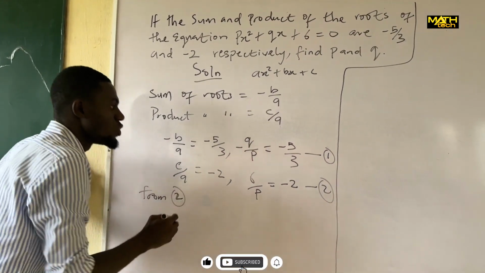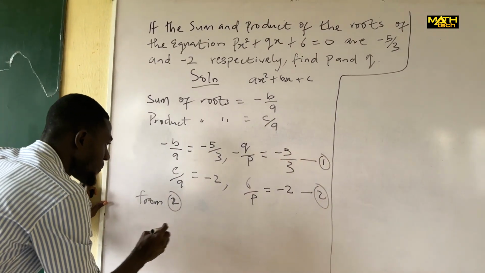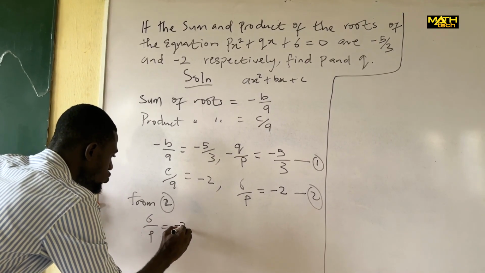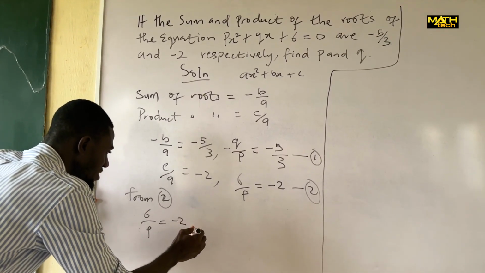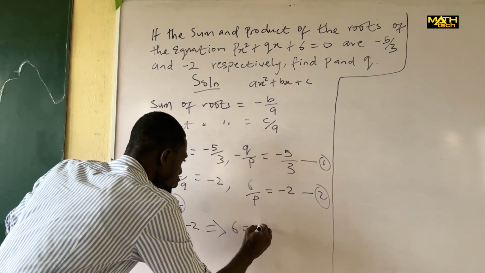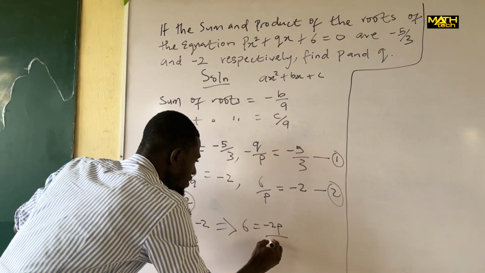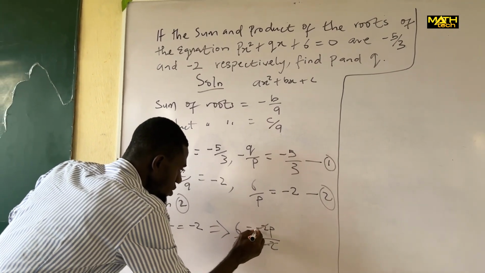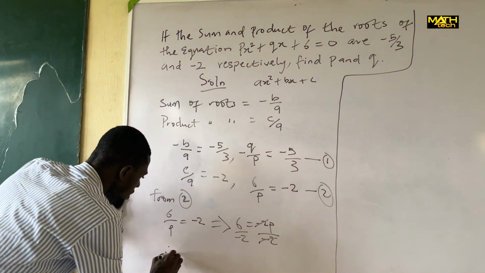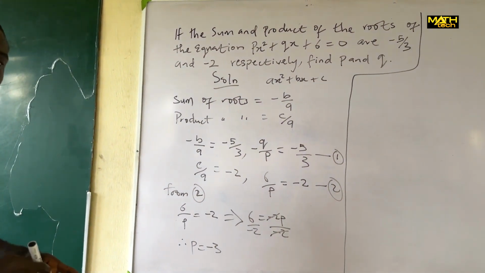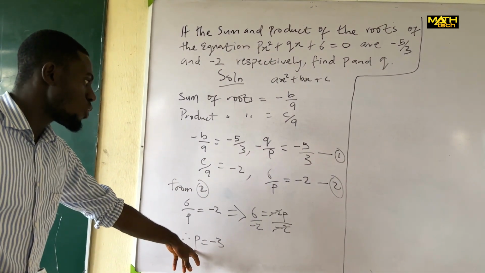From 2, we can see that 6 all over p is equal to minus 2. When we cross multiply, it implies that we will have 6 equal to minus 2p. Dividing both sides by minus 2, therefore our p will be equal to minus 3.